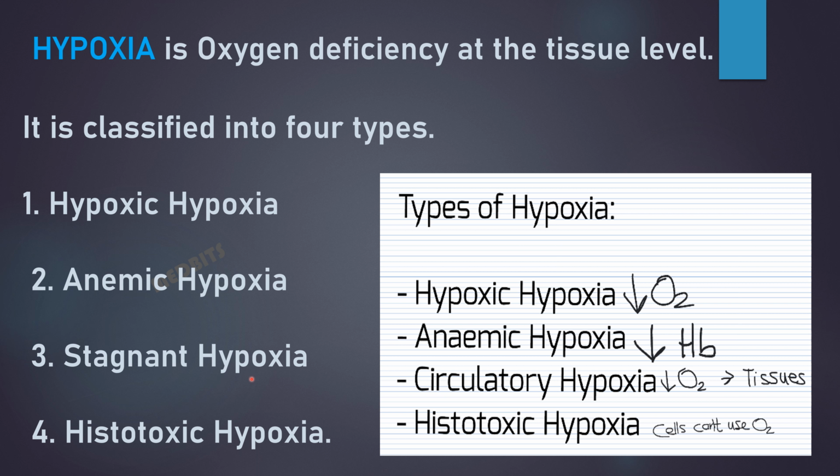Then coming to the next one, histotoxic hypoxia. In this condition, as we all know, it's a very interesting one where the cells have the oxygen but are not able to use it because of damage to the cytochrome oxidase enzyme, right? And this can happen exactly due to cyanide poison.